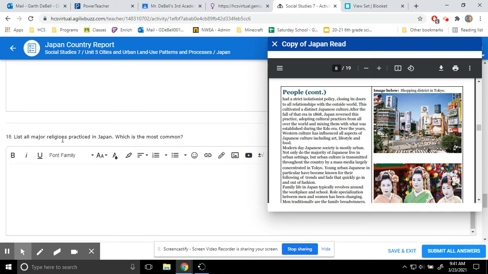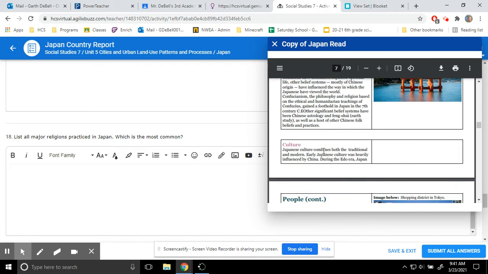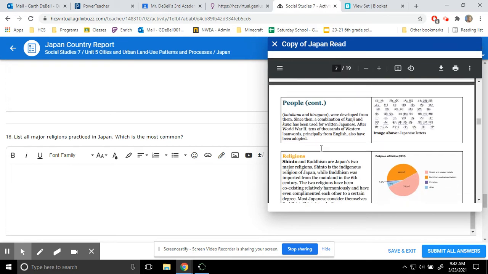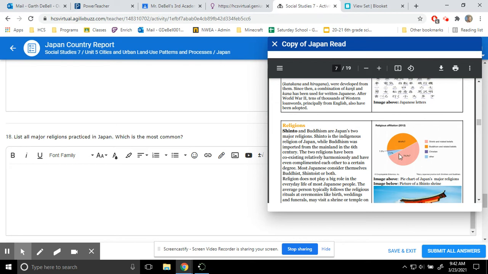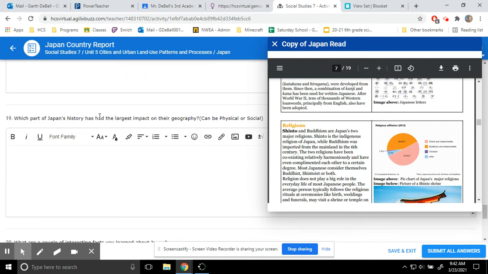List all major religious practices in Japan, which is the most common. This is easy. You just come up here to the religions, read off this list, and then tell me which one is the most common.